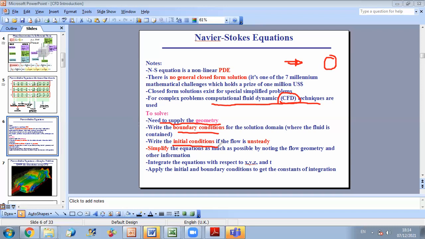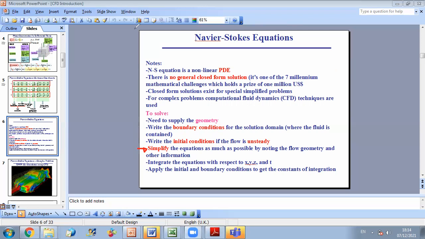Now, we can try to simplify the equations as much as possible by noting the flow geometry and other information. So sometimes you have terms that are negligible, so this will lead to some simplifications, if you want to solve analytically, if this is possible, okay? And you will integrate the equation with respect to the different variables, and then apply the initial and boundary conditions to get the constants of integration.